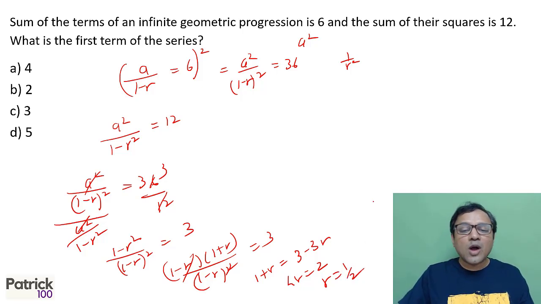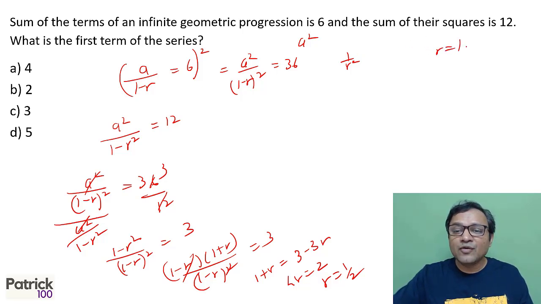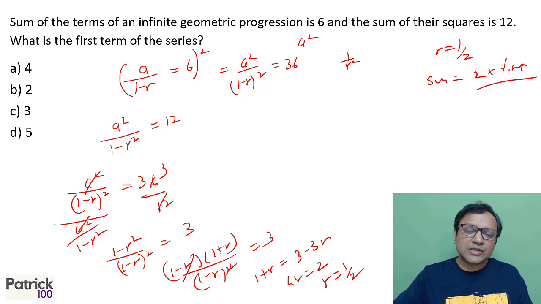The moment you get r equal to half, understand this: in a GP, if r is half, the sum is double the first term. You can put it in the formula and check, but this is direct because it's very common. So it means the sum 6 is double the first term 3. That will be the answer.